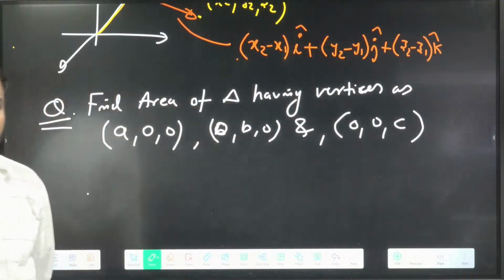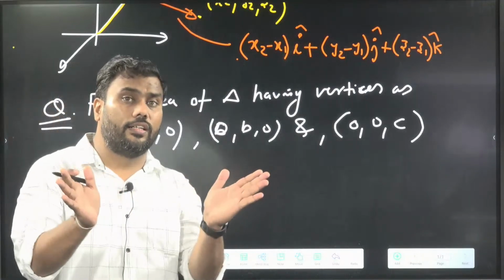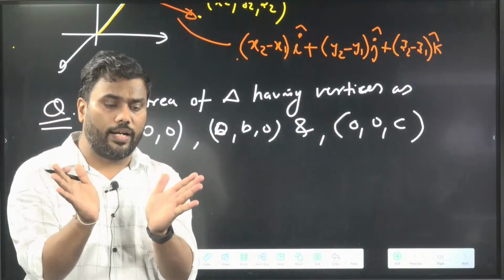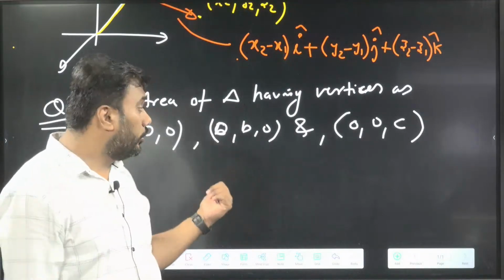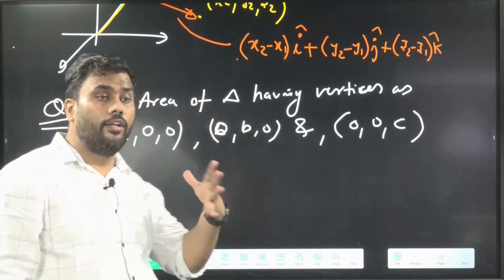We can find the area of a triangle if we know its side vectors. If you know two vectors forming the sides of the triangle, we can find its area. But in this question, I am giving you the coordinates of the vertices. Find the area.